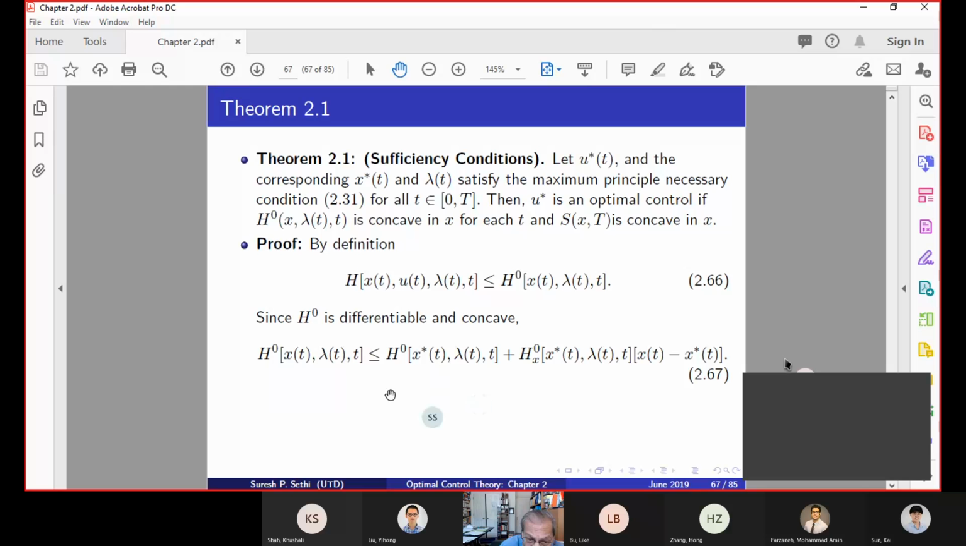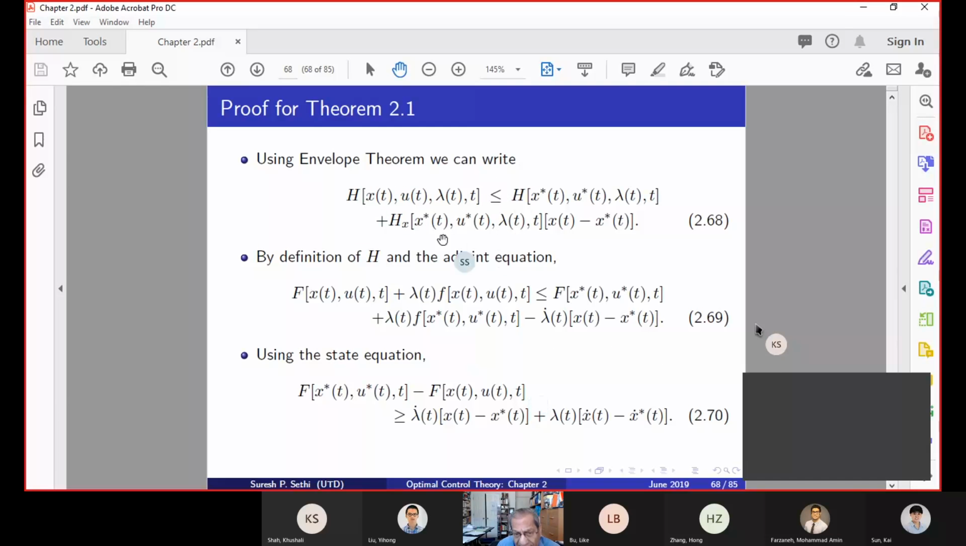So now we can do the envelope theorem. We know this, we can replace it by the H0 of the Hamiltonian, because this is the derived Hamiltonian. So we can replace that by this one. That's the envelope theorem use. Then we have the adjoint equation. The definition of the Hamiltonian gives you this, and H sub x gives you lambda dot. So we put lambda dot here. By the definition of H and the adjoint equation, I can write this inequality as this inequality.